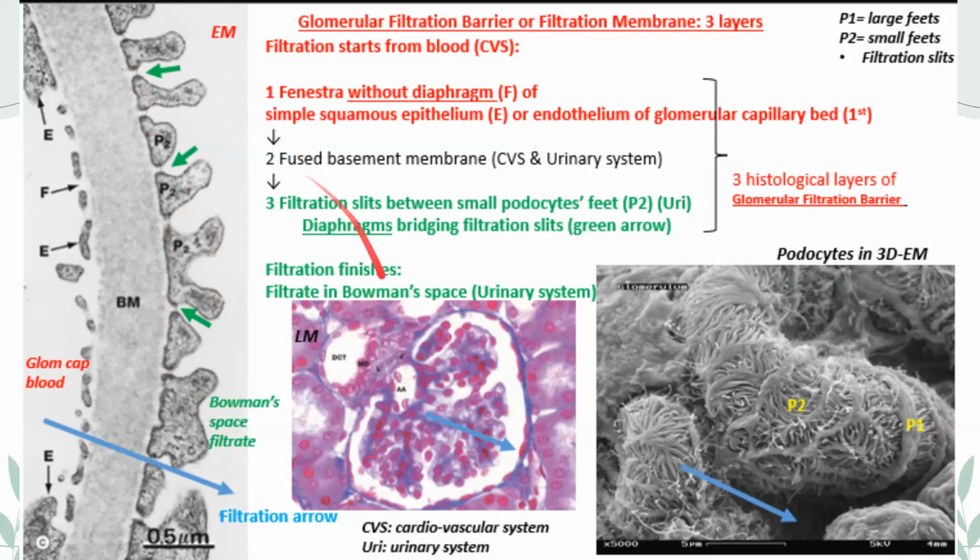Yep, so this side was the Bowman's capsule side. This was the blood, or the glomerular side. P1 and P2 are two different types of podocytes. P1 has larger feet and P2 has smaller feet. The space in between the feet is the slits, the filtration slits. And that's pretty much it.